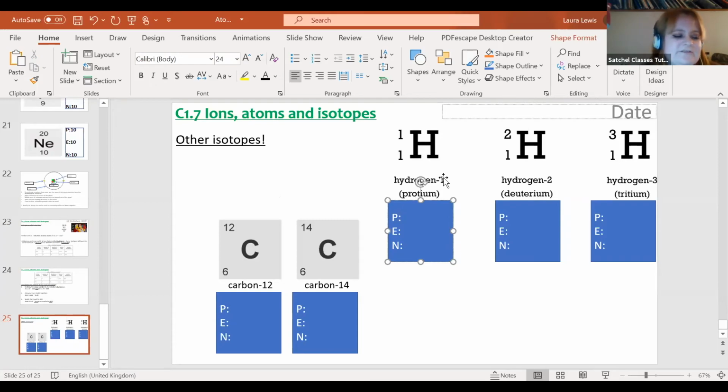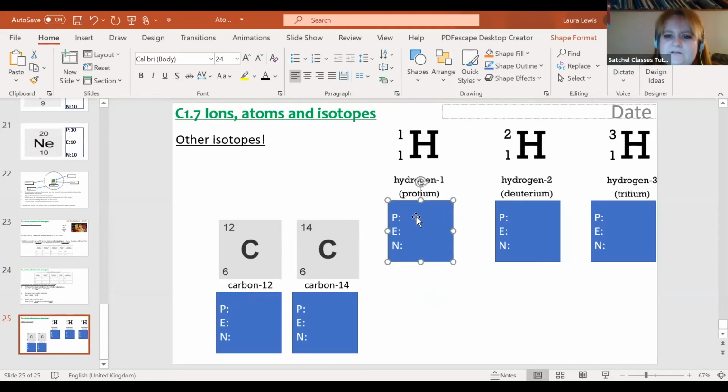Hydrogen's special because it's got names for its isotopes. Hydrogen 1, also known as protium. Hydrogen 2, also known as deuterium. And hydrogen 3, tritium. Okay, carbon 12 and carbon 14 haven't got their own names. It's called carbon 12 and carbon 14. So let's have a look at this.